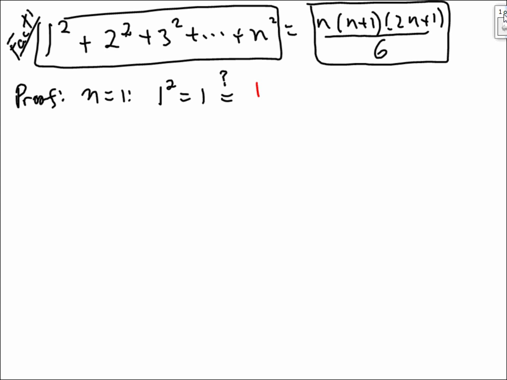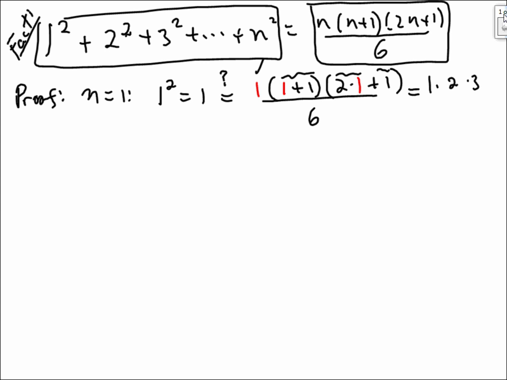So, it's n times n plus 1 times 2 times n plus 1 all over 6. Well, that factor is 1. That factor is 2. 2 plus 1 is 3. That factor is 3. In fact, the whole numerator is 6. Over 6, it does equal 1. So in fact, the equal sign is valid. So the formula works for n equals 1.